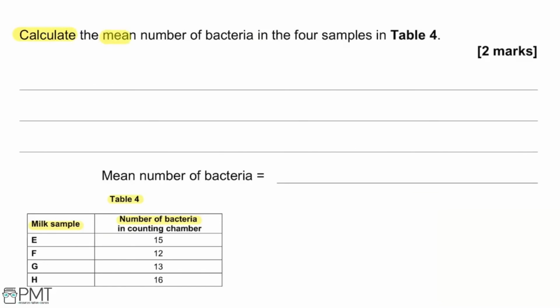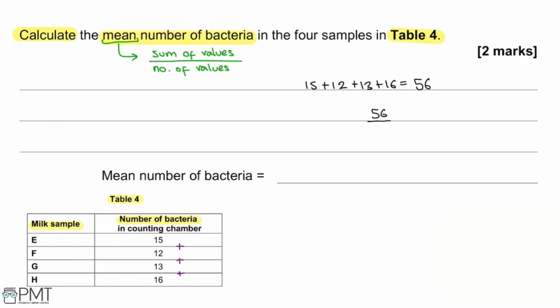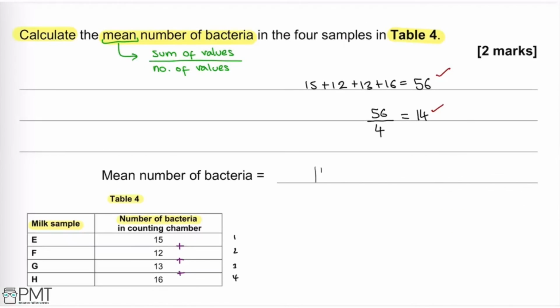Calculate the mean number of bacteria in the 4 samples in table 4. So to calculate the mean, we have to get the sum of the values that we're looking at, and then we have to divide by the number of values that there are. So you calculate 15 plus 12 plus 13 plus 16, and you get an answer of 56. Next we see how many values we've got, so 15, 12, 13 and 16, that's 4 values. So we take 56 and we divide that by the 4, the number of values, and the answer to that is 14. So you'd get 1 mark for your calculations and another for your correct answer.